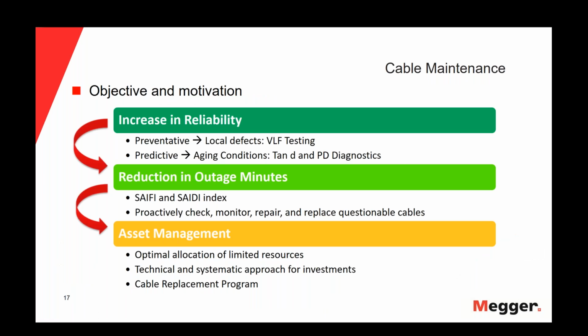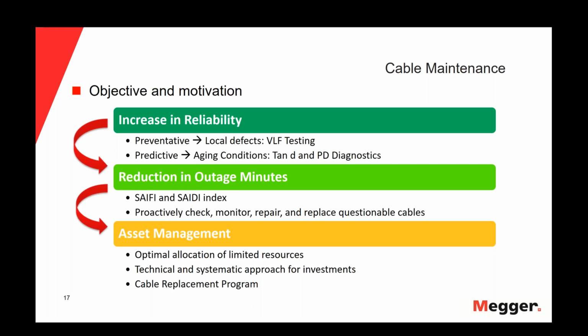So now that we know this, we can align the strategy for the maintenance of my cable. And of course, the goal is the increase in the reliability of the system. We can use preventive maintenance, as could be the VLF test, or predictive maintenance, as could be the tan delta and the partial discharge, depending on what I'm looking for. And of course, the goal is the reduction in the outage minutes.